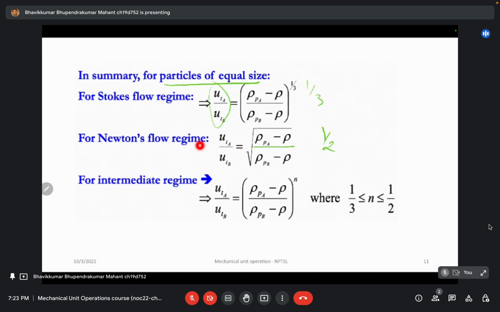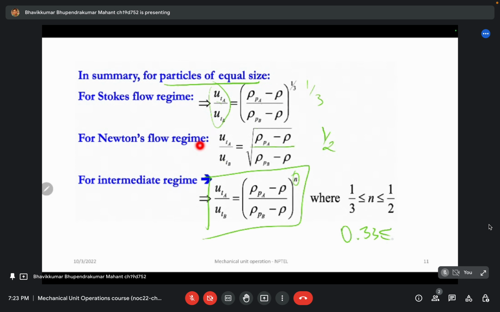Why can you say it's 1/2, not root 2? Here, when we talk about terminal velocity for equal size particles, the exponent is not the same as for the diameter ratio. For the Newton's flow regime, it's the square root, 1/2, and for the intermediate region, it's a power of n, where n ranges from 1/3 to 1/2.